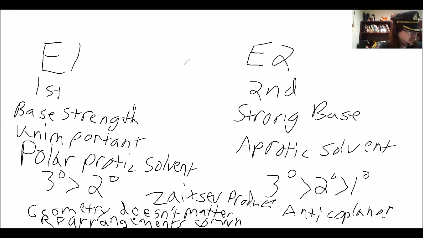And really the only way you can get the non-Zaitsev product, it will happen, but one of the main ways is having a big bulky base. In fact, a big bulky base is actually a way to favor E versus SN, because it doesn't hang around. But so Zaitsev's rule, this comes from Zaitsev's rule.